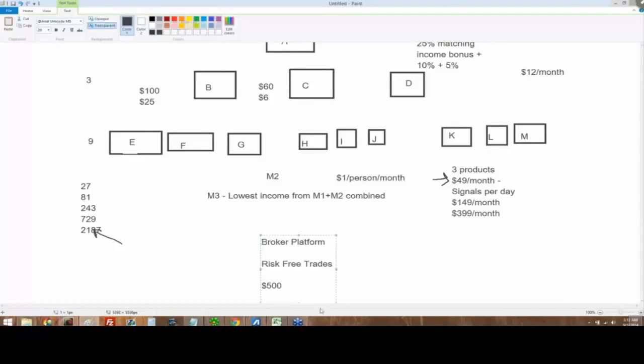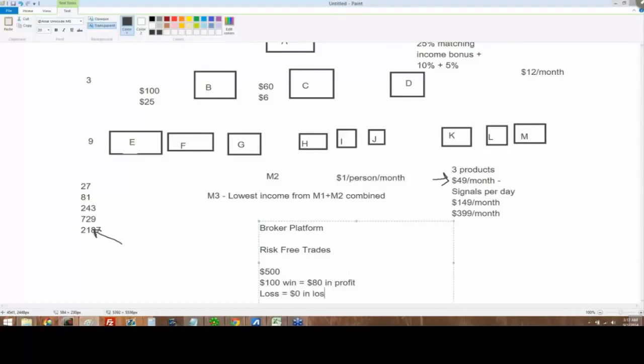So when I said it's risk-free trades, that's exactly what it's called. It's a very compliant definition of it. This is not a risk for us to say this because that's exactly what it is. It's totally a risk-free trade for you guys. Okay, so you will be able to take a trade. Let's say for $100, you take a trade. If you win, you are going to get $70 to $75 to up to $80 in profit. Okay, win equals $80 in profit. Okay, loss equals $0 in losses.